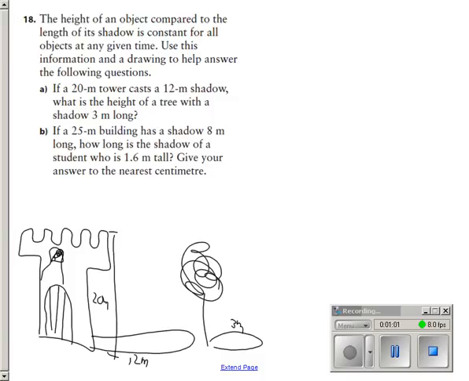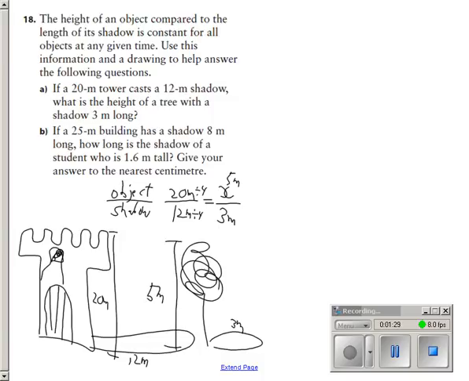So let's set that up as words first. The object to shadow ratio will always be proportionate. So 20 meters with the tower to the 12-meter shadow will be proportionate to the object height, or the tree's height, compared to its shadow. What did I do to 12 to get 3? Well, I divided it by 4. So therefore, if I keep it proportionate, I would divide that, and that would tell me that this tree here is 5 meters tall.